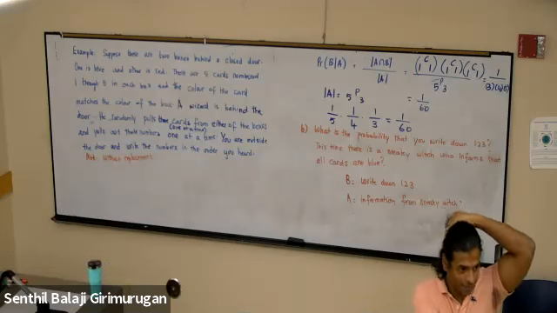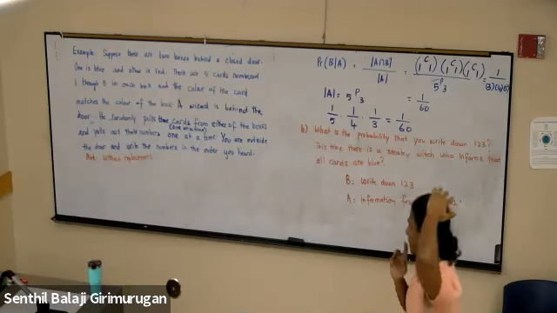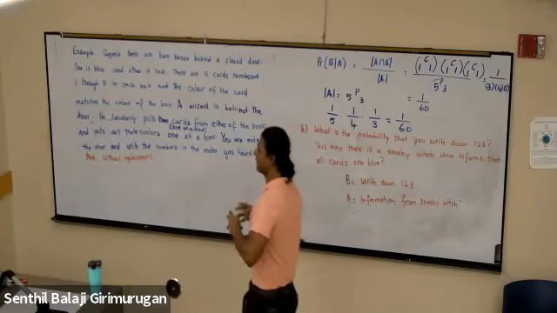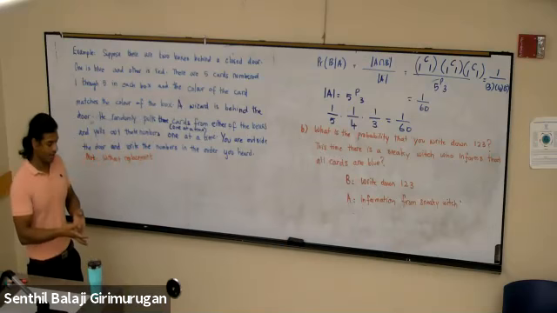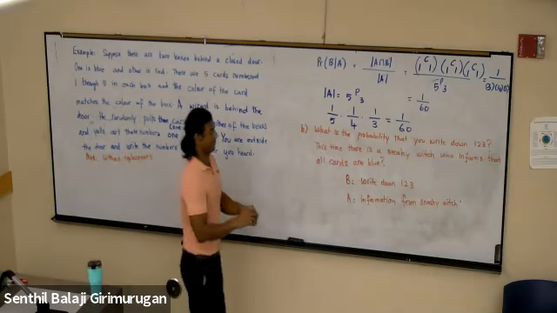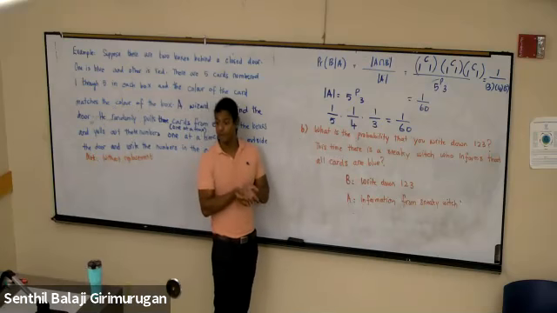Okay. Was it possible to draw one? If you draw one, good. Okay, so in a sense, you're bringing in new evidence in finding the probability. In this case, the probability went up.